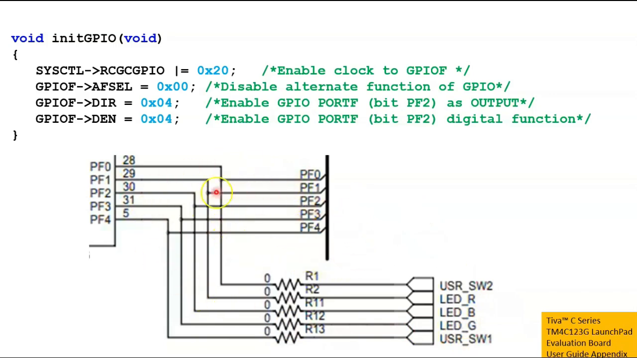And this partial schematic is taken from the TM4C123G Launchpad Evaluation Board user guide, and you can find this in the appendix.